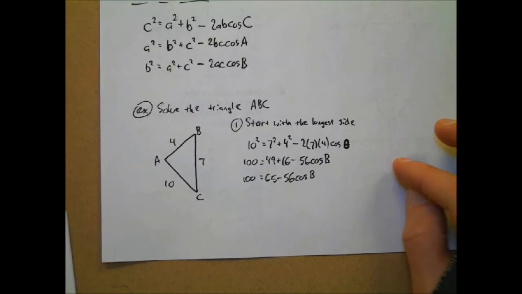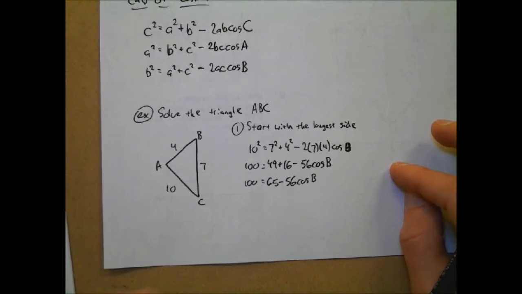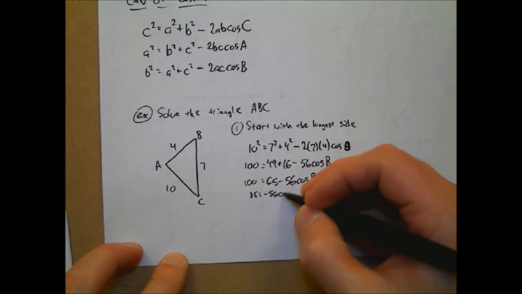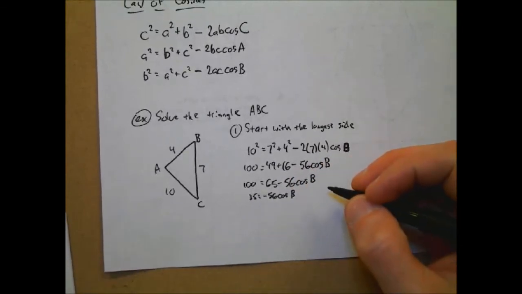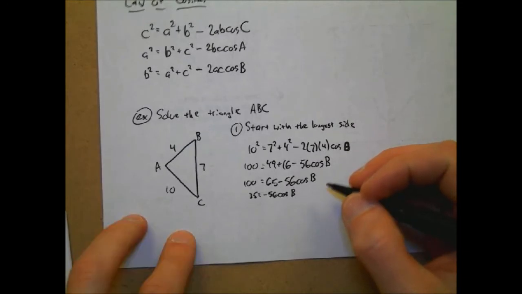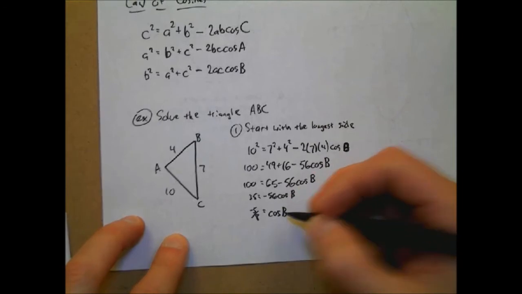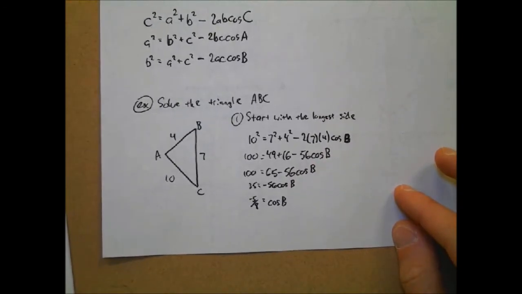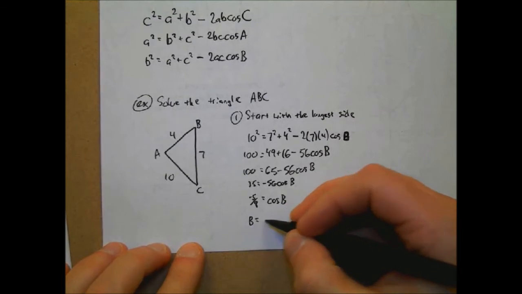So anyway, subtract 65 from both sides. You get 35 equals negative 56 cosine of b. Divide both sides by negative 56, and we get negative 5/8 equals cosine of b. At this point, what do we have to do to both sides to get the b by itself? Yes, you can do arc cosine, or inverse cosine.